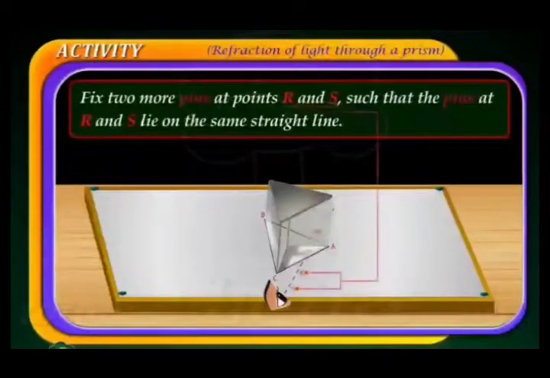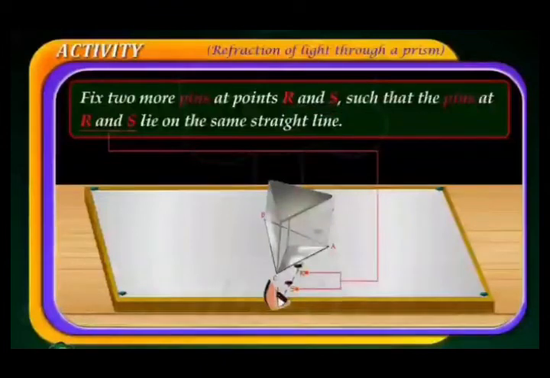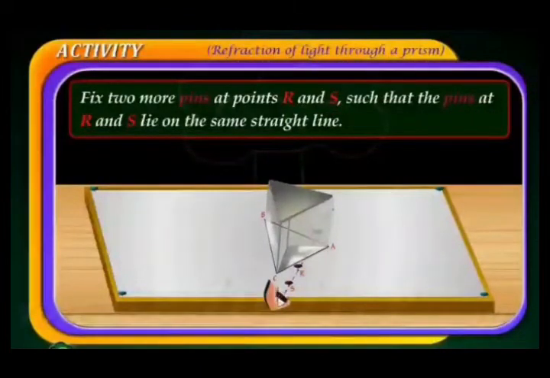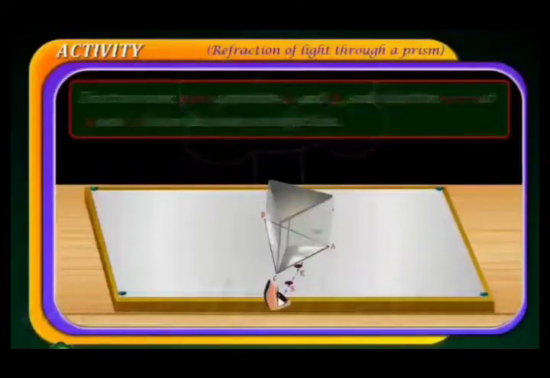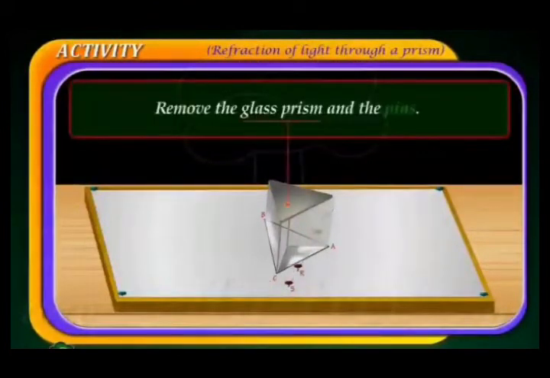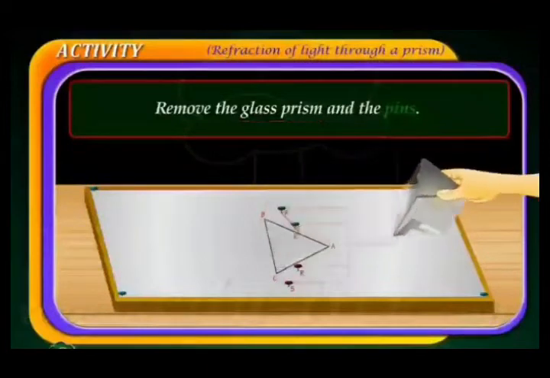Fix two more pins at points R and S such that the pins at R and S lie on the same straight line as the images. Remove the glass prism and the pins.